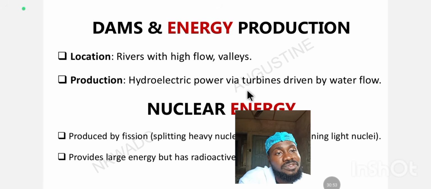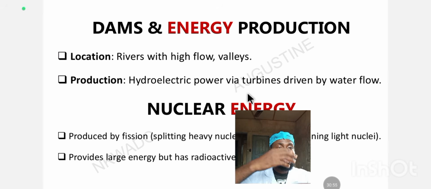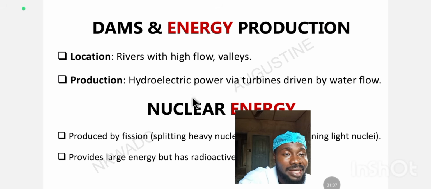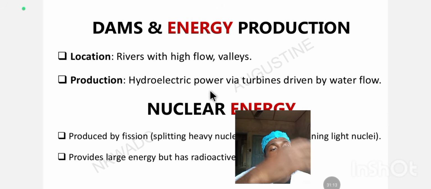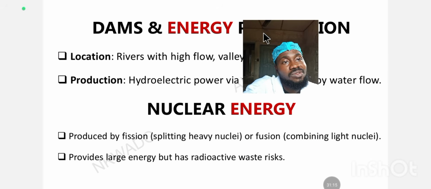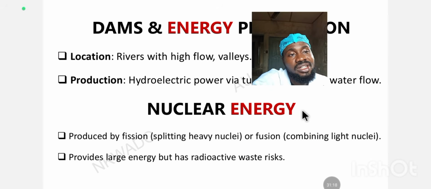So the water flow moves the turbine. As the turbine moves, there is an alternator in the turbine that converts that kinetic energy to electrical energy, and over time it amounts to electricity, and they use various step-up transformers to raise the voltage.